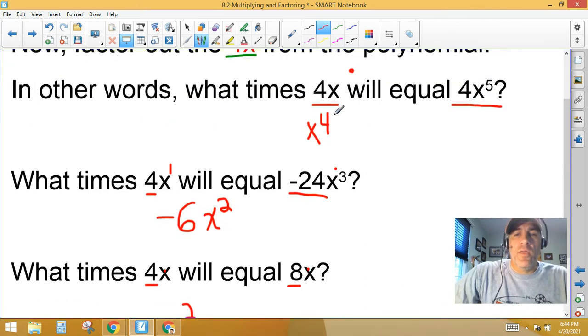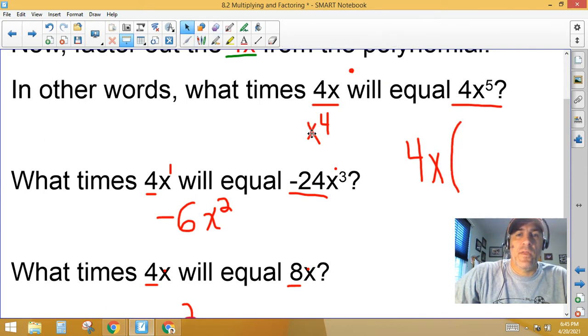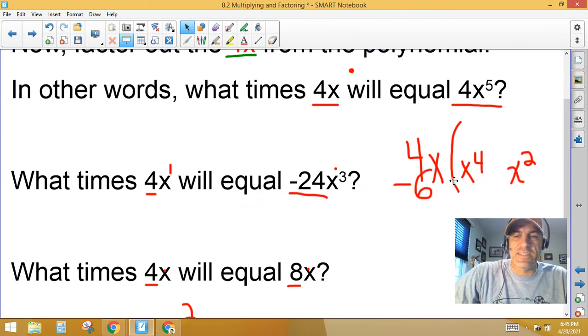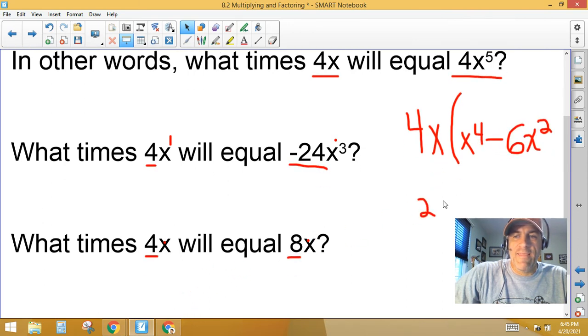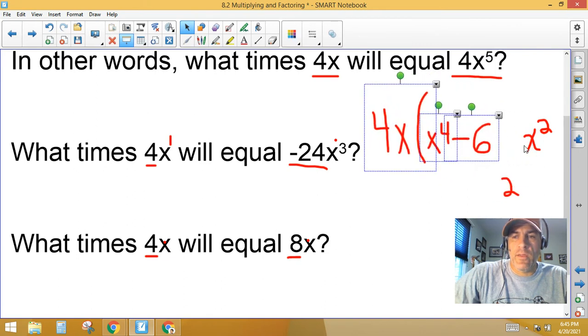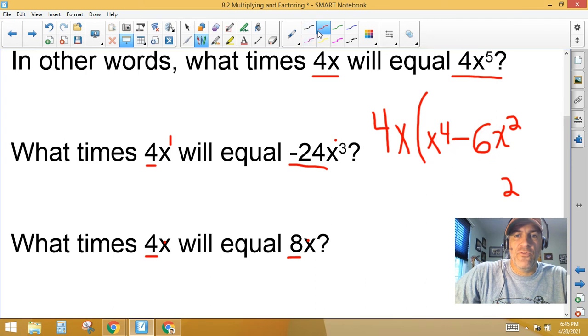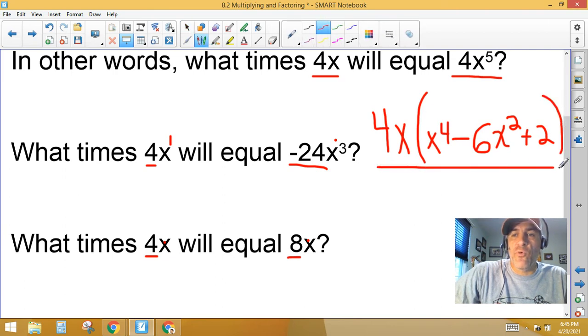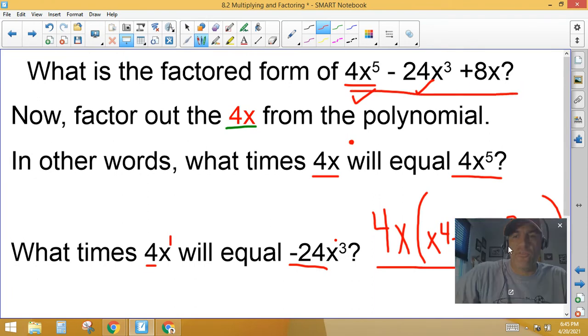Here I am. This factored form would be the 4x, the original GCF, times x to the fourth, oops, it came apart on me, minus 6x squared, and then I have to make room for my plus 2. So now this is the factored form of this.